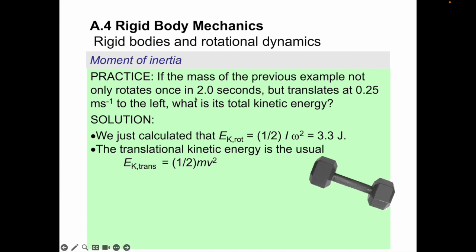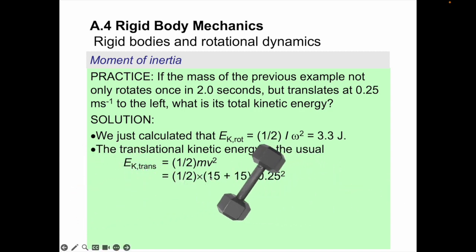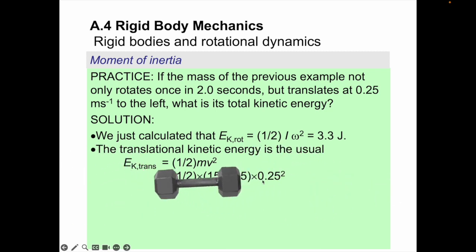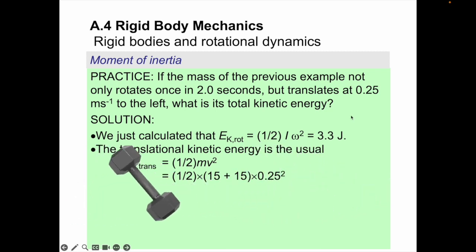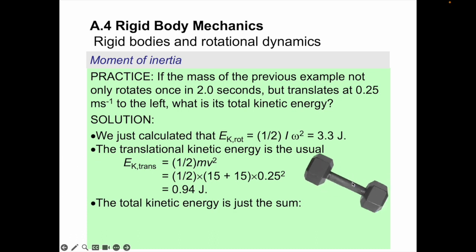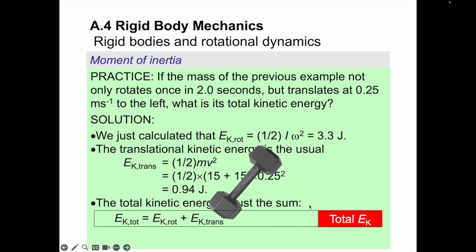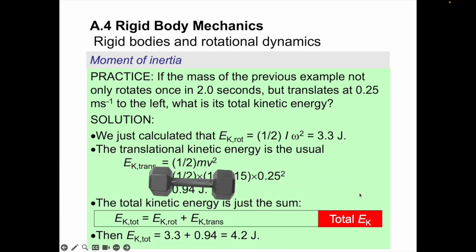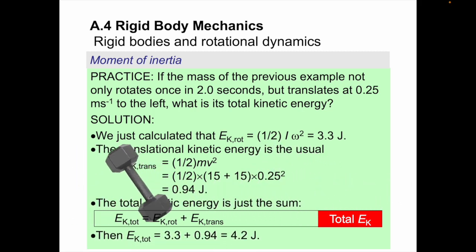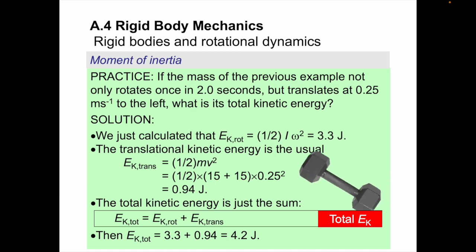Well, our translational kinetic energy is half mv squared, and if we have our half, here's our m plus m times v squared, and in this case 0.25 meters per second to the left. Well, we're going to get 0.94 joules. We can add the two joule amounts together to get the total kinetic energy. So in this case, we end up with something like 4.2 joules. Pretty cool, right? Now we've got translational and rotational kinetic energy.